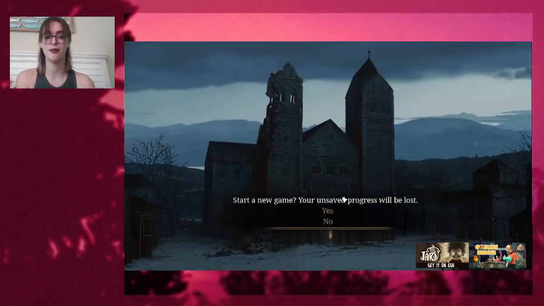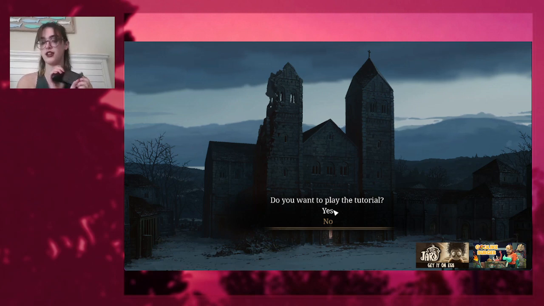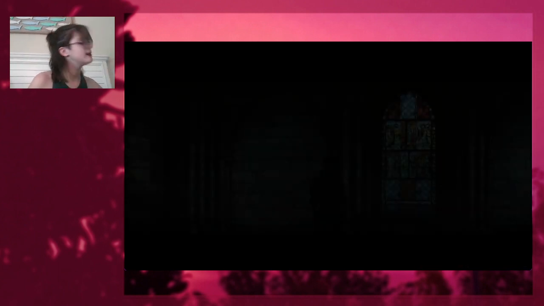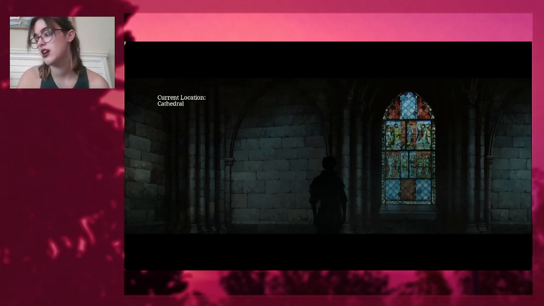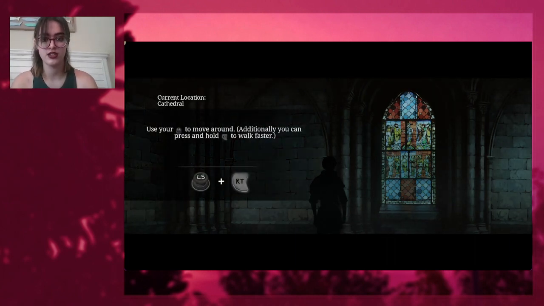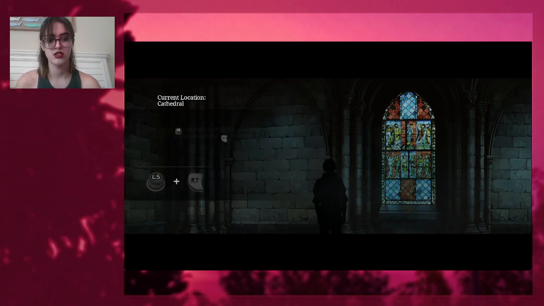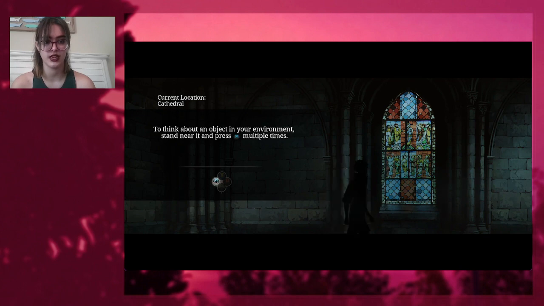We're gonna start the book, start a new game. Yes, please. I do have my handy dandy controller, so we're gonna play the tutorial. Yeah, let's try this out. Hopefully everything is good. Current location, cathedral. Okay. Press LS and RT to move faster. To think about an object, press X multiple times.